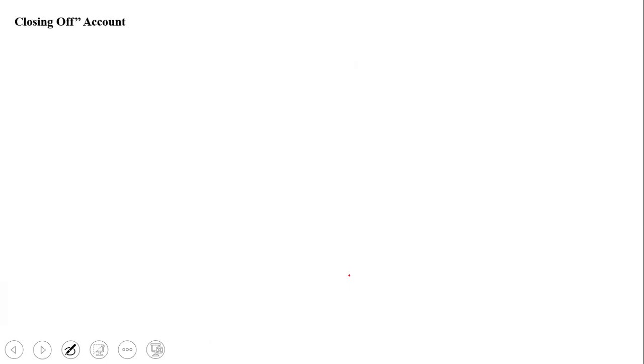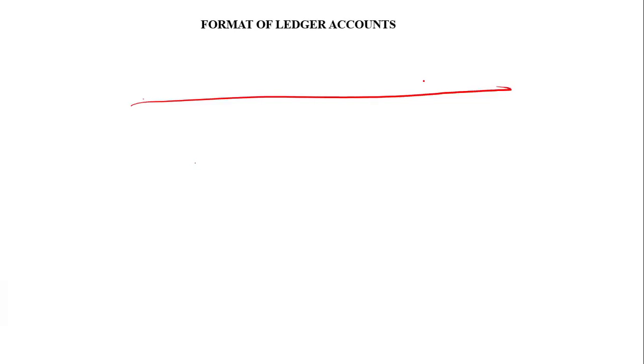But for this class, we'll be dwelling on how the account of a ledger is done, which has a T format. You have the name of the account up on top. You also have the debit side and the credit side. So that is what we're looking at when we talk about the ledger.